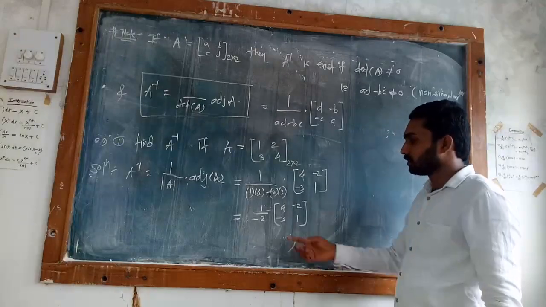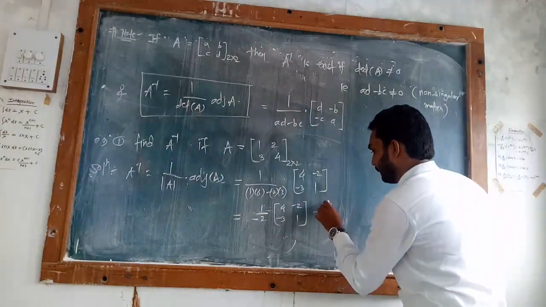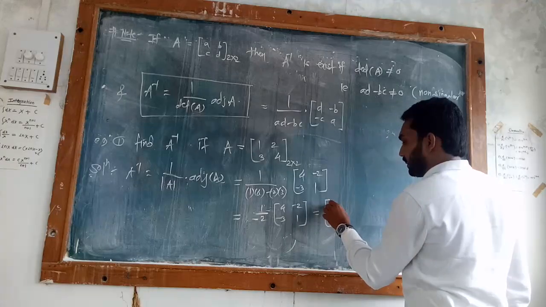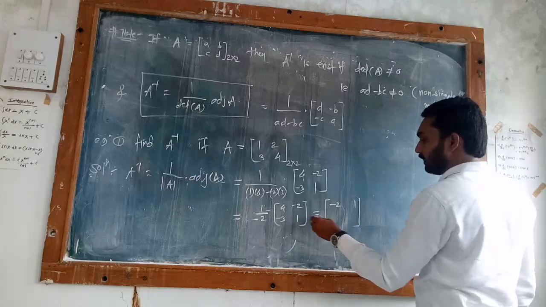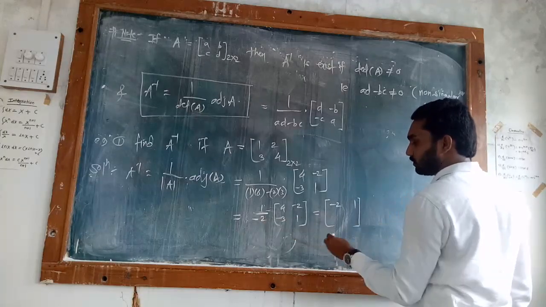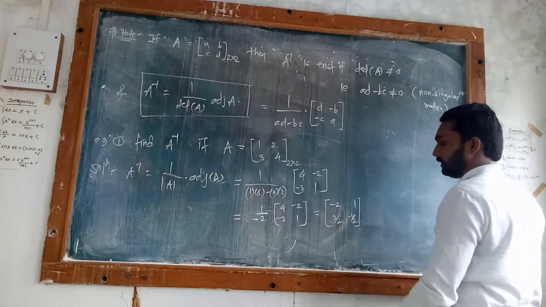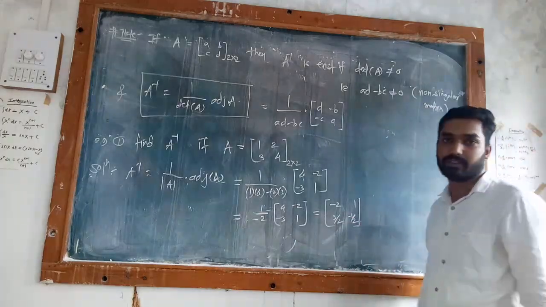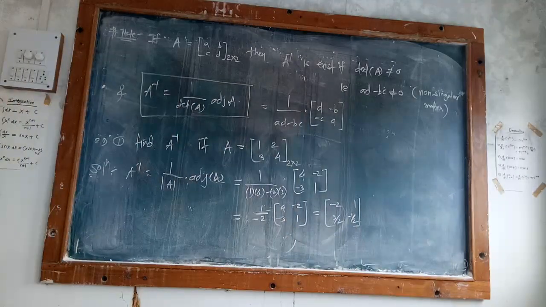So we have to divide each entry by minus 2. Then 4 upon minus 2 becomes minus 2. Minus 2 upon minus 2 becomes 1. Minus 3 upon minus 2 is 3 by 2. The last one is minus 1 by 2. This is your A inverse. Similarly, we can take another example also.